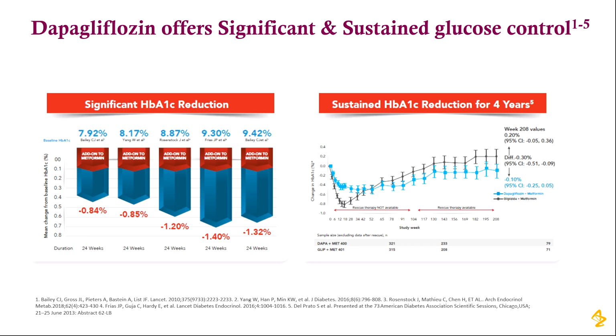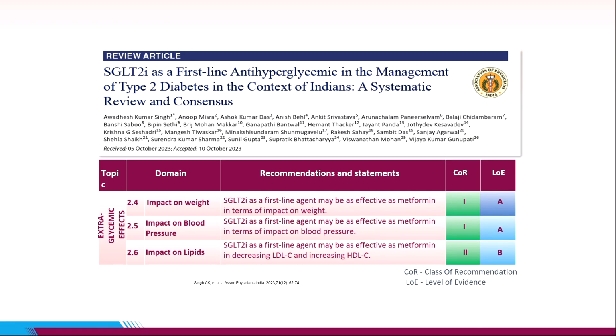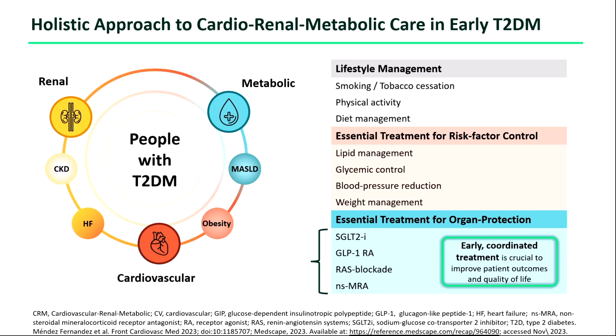Of course, sustainability. That is, more than 4 years we can ensure that the HbA1c will be reduced, and this is across the gliflozins, not only DAPA, but EMPA and CANA as well. And in any combination, you can see that there is a reduction in HbA1c. And I think SGLT2 inhibitor is a first-line anti-hyperglycemic in the management of type 2 diabetes in the context of the Indian phenotype. A systematic review and consensus, I'm also one of the authors for this paper.